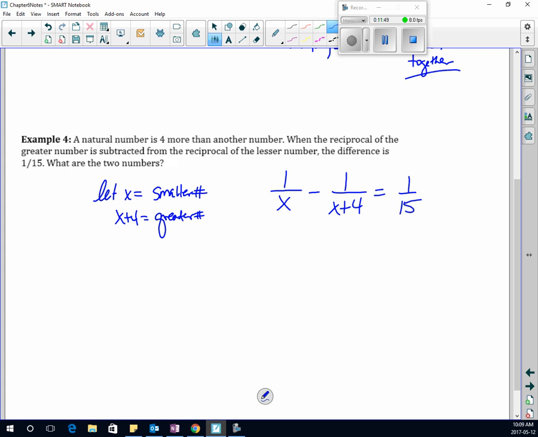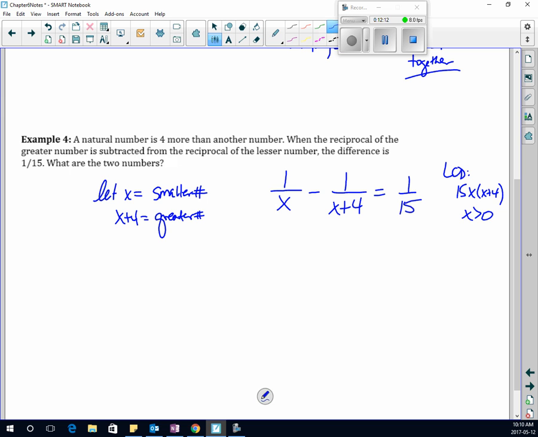So what's my LCD? Well, it's nothing common, so it's going to be 15 times x plus 4. And well, x has to be greater than 0 for it to be a natural number. So anyways, we're going to multiply each and every term by 15x times x plus 4.